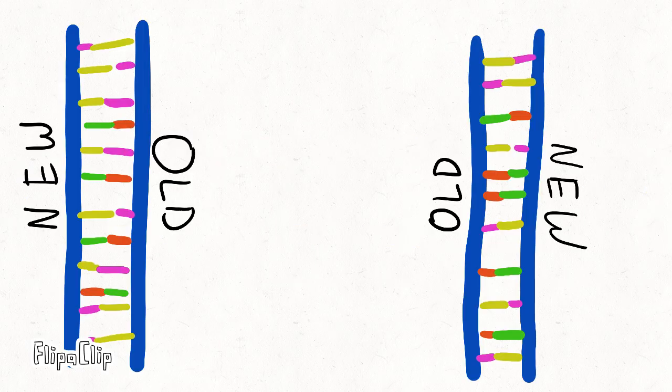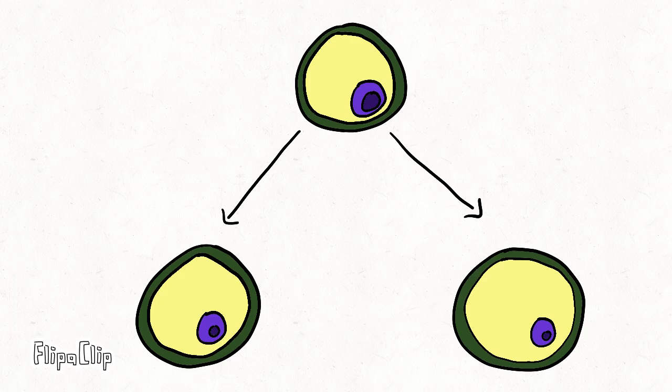By the end of the process, replication produces 2 identical DNA molecules, each composed of one original strand and one newly synthesized strand. These DNA molecules are then ready to be distributed into daughter cells during cell division, ensuring that each cell receives the same genetic information.